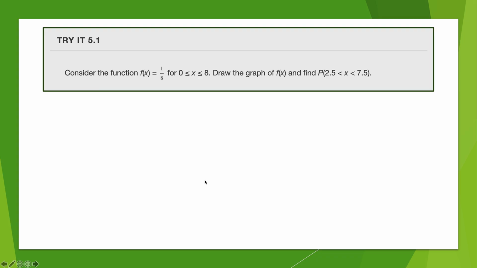Okay, consider the function f of x equals 1/8 for scores from 0 to 8. That makes sense because they're going to be equal scores for that straight line that goes across the top, and there are 8 scores, so that makes the probability 1/8. So draw the graph of f of x and find the probability between 2.5 and 7.5.